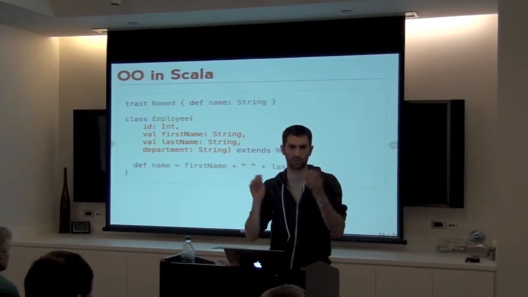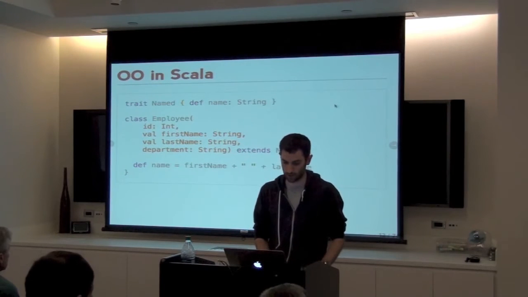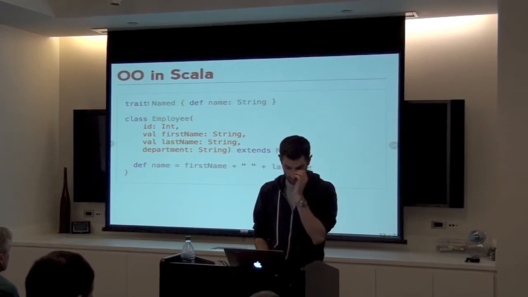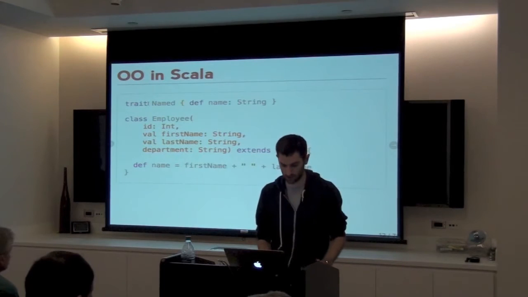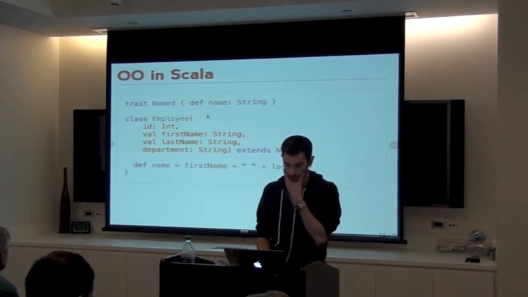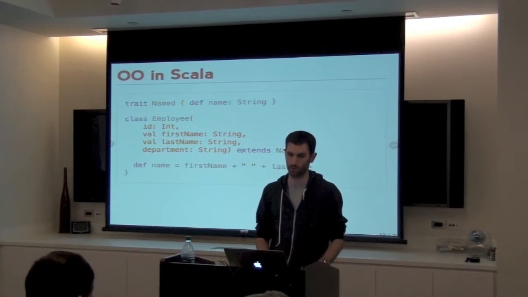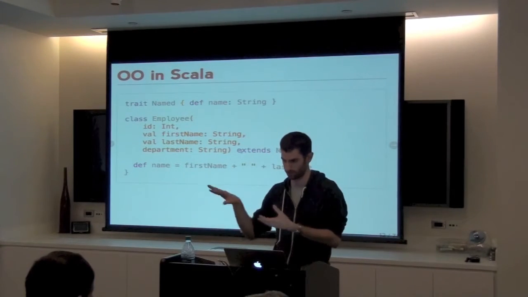So that's kind of the basic syntax of Scala. We can also do ordinary object-oriented programming. Scala calls interfaces traits. We can have a trait named, which has a single function on it, name, which returns a string. And then we can say class employee, which has an ID, a first name, last name, department, and it extends name. So you always extend. There's no implements versus extends, everything is extends.